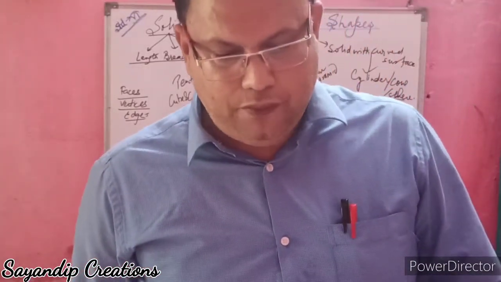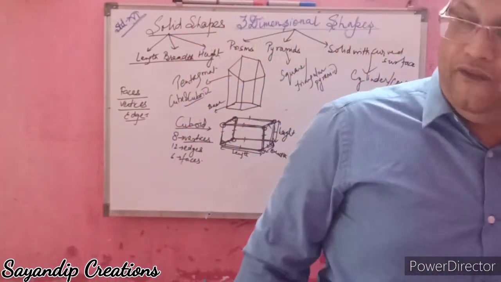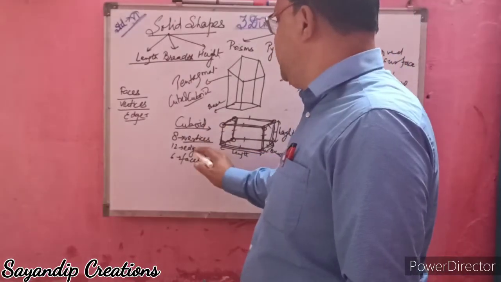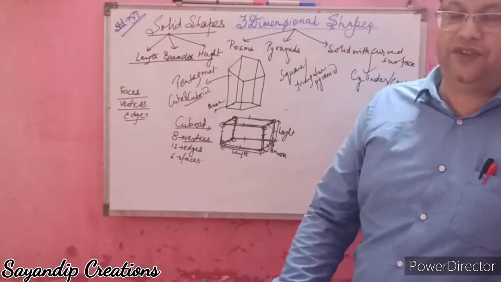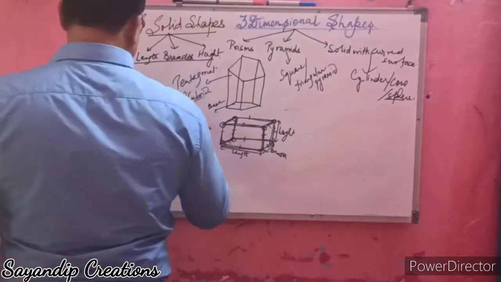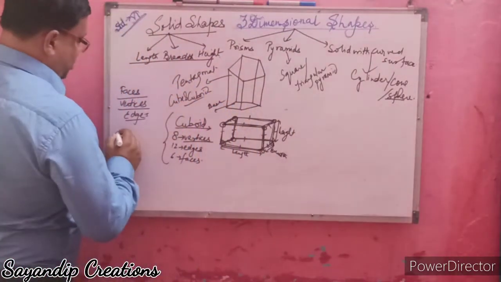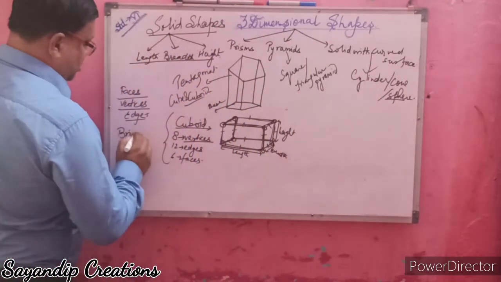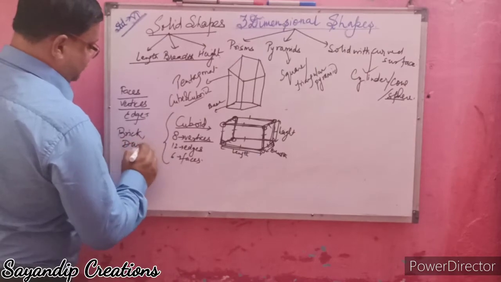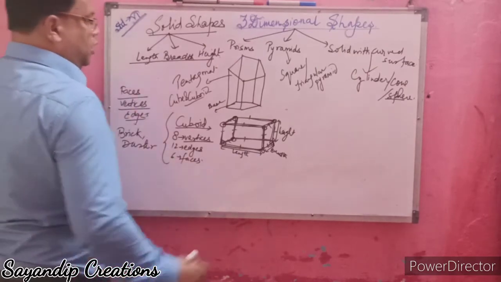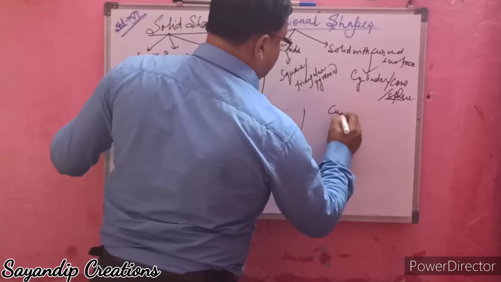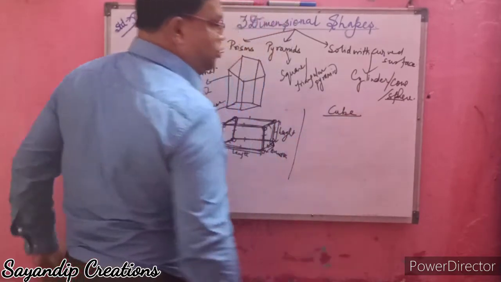So it has got 8 vertices, 12 edges and 6 faces. Now, for example, you can say brick, duster, etc. Next you come to cube.